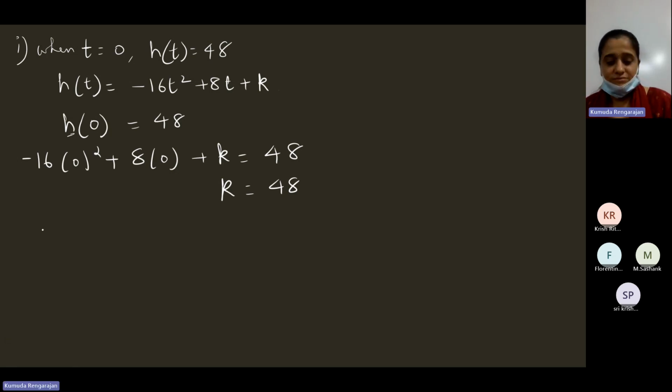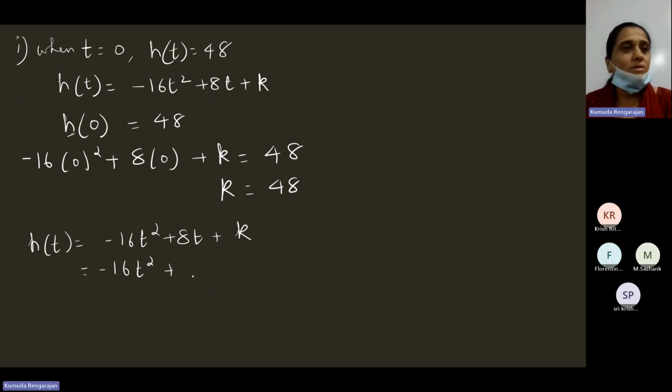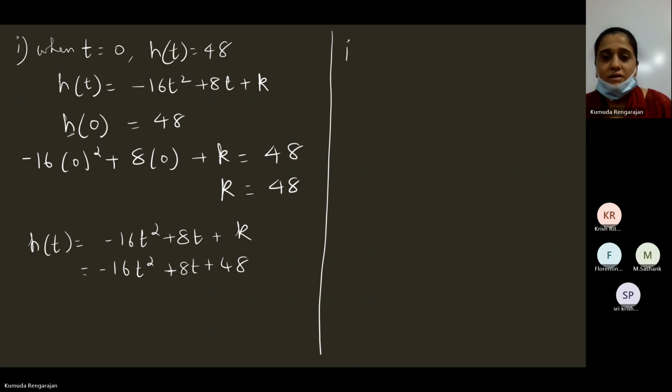So what is the polynomial? h of t is equal to minus 16t square plus 8t plus k. See, there should be only one variable in the polynomial. There cannot be any other unknown, right? So we have to use the value of k and complete the polynomial before we use it for further calculation. Only one unknown, the variable t, can be there. h of t is minus 16t square plus 8t plus 48. This is the polynomial completely. Now we'll answer the second question. Okay, so here, what's the height?